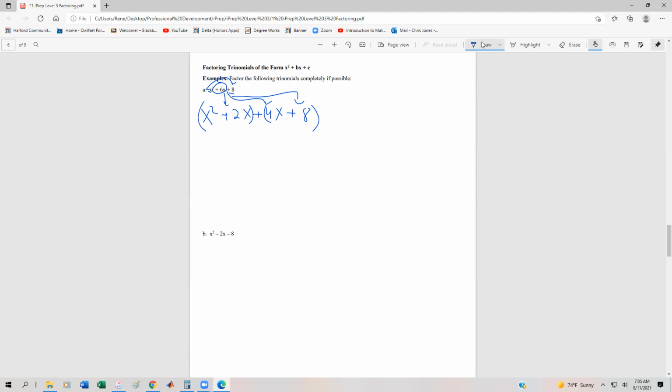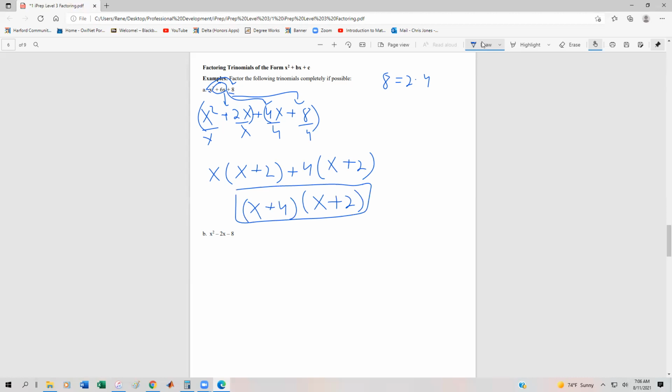Remember our magic numbers, 8 is 2 times 4, and we just broke up 6x into 2x plus 4x. We know that the GCF between x squared and 2x is x. The GCF between 4x and 8 is 4. So we're going to have x plus 2, 4 times x plus 2. And now finally, we can write this as x plus 4 times x plus 2.